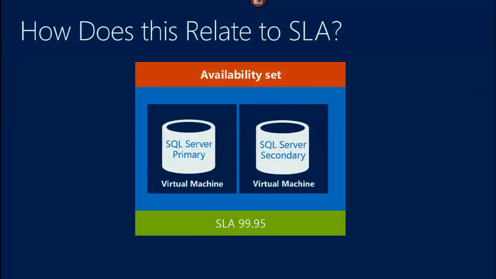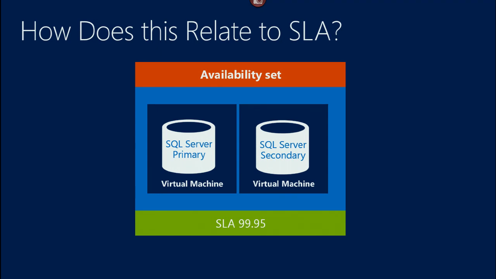How does IaaS relate to SLA? We don't have an explicit SLA on a single instance today. We've got an implied one because when you've got two VMs that together have a 99.95, you can do your statistics and figure out that there's a 99.76% SLA effectively on each single instance.